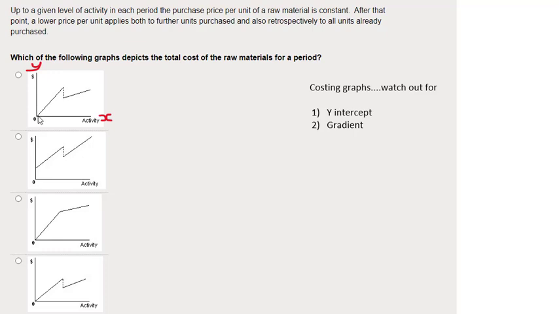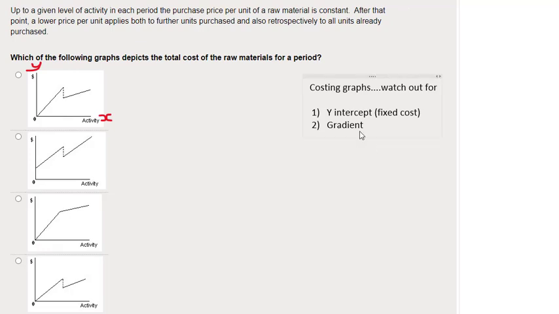If it's at the origin here, what that means is that when I've got no units, no activity, I've got no cost. And that tells me that if there's zero cost at 0 units, this must be a variable cost only. Whereas here, if the y-intercept is above the origin, what that means is when I'm making 0 units, I've still got to pay some cost, and that means there must be a fixed cost. So the y-intercept tells me whether there's a fixed cost involved.